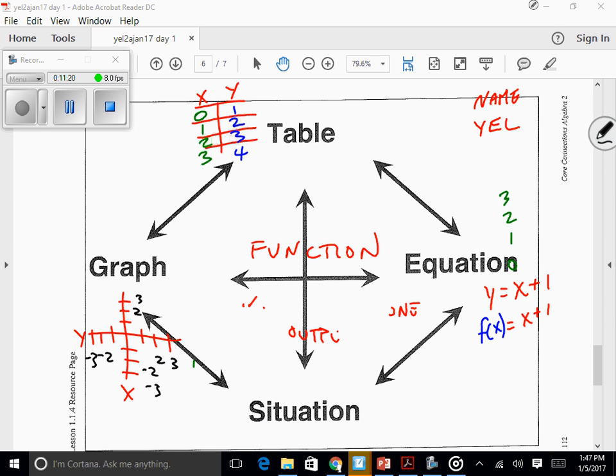Let's see here. Some rule that takes the 0 and turns it into 1. 0, 1. The first number is always the x. Let's try to put over here. And 0, 1, 1, 2, 2, 3. Anybody know what it's called when you put in the parentheses like that? Ordered pairs.